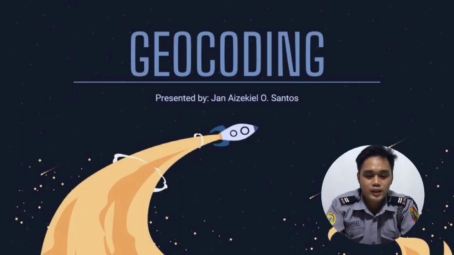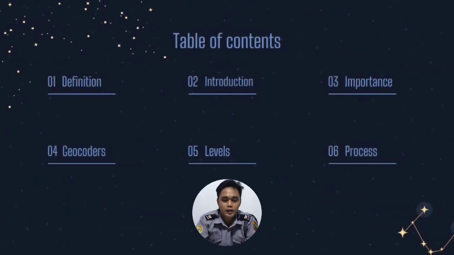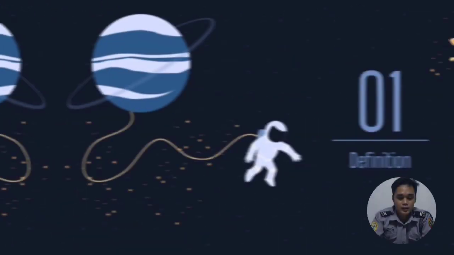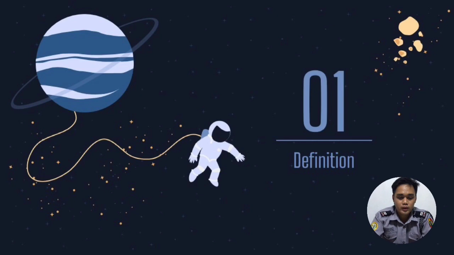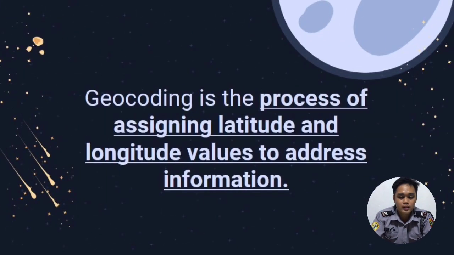I will now discuss geocoding. So here are the topics I will be tackling later: definition, introduction, importance, geocoders, levels, and a little bit of the process, since it will be thoroughly discussed later by another member. Let's start. What is geocoding? Geocoding is the process of assigning latitude and longitude values to address information. So this is the basic definition of geocoding.